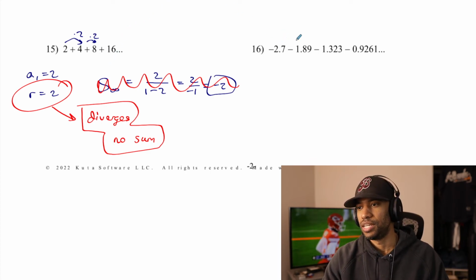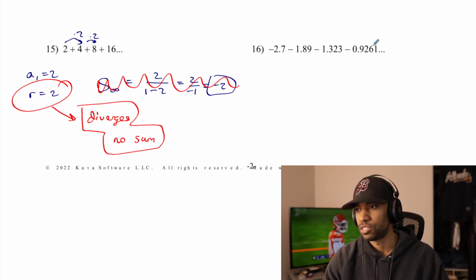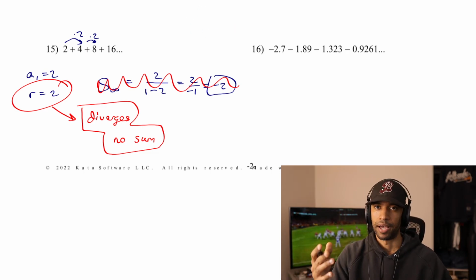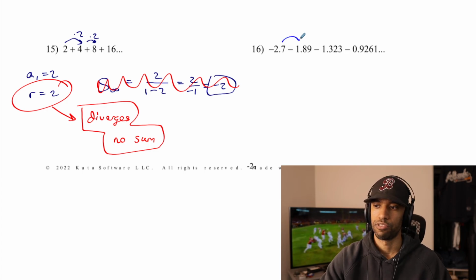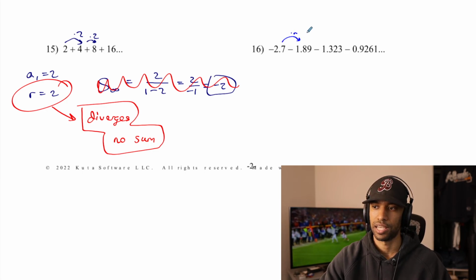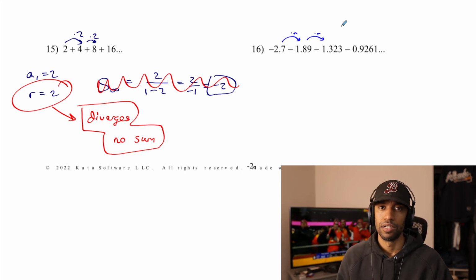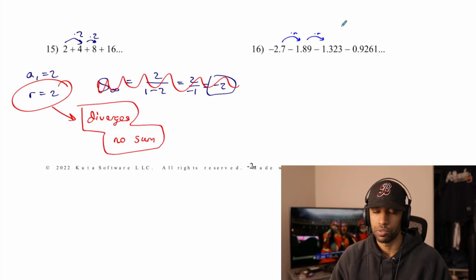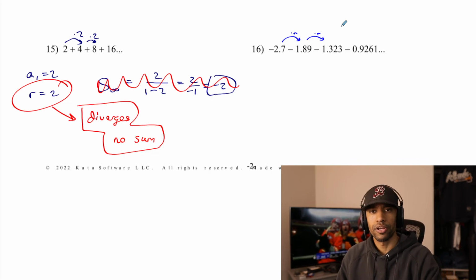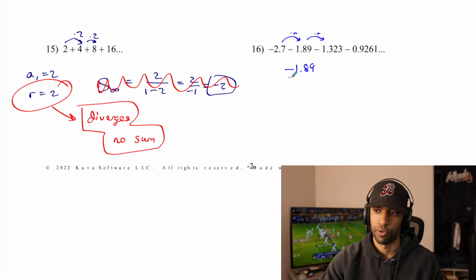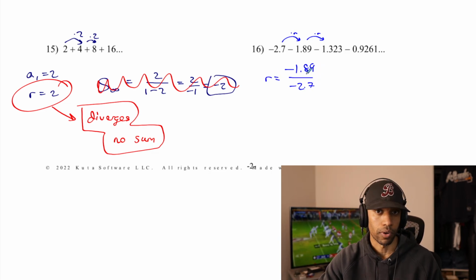All right, number 16, negative 2.7 minus 1.89 minus, we have to figure out what we are multiplying by over and over here. So negative 2.7 times r is that, and times r. We have to figure this out. I'll be honest, I don't know it off the top of my head for sure. So what we do is we do a division. If you're unclear on that division thing that I state, when you take one number and divide by the one before it to get r, this is what we're going to do.